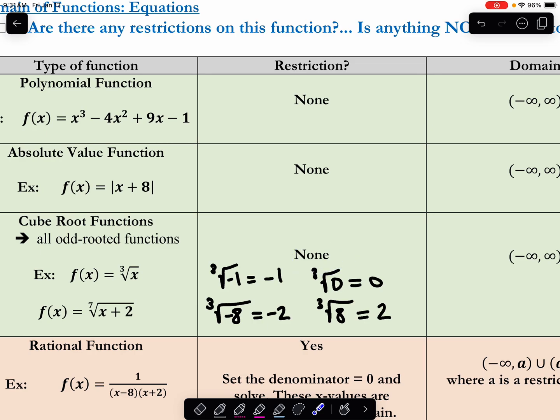There's no restrictions. Same thing with absolute values. We can take the absolute value of a negative number, we can take the absolute value of 0, we can take the absolute value of a positive number. There's no number we can't take the absolute value of, so we have no restrictions. And the same thing with polynomials.